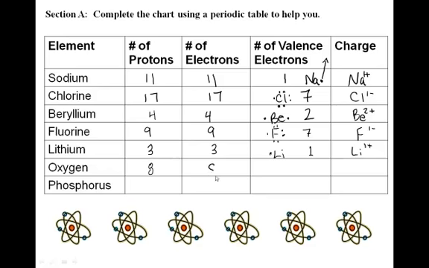Okay, so the number of electrons is 8. Valence electrons is 6, right? So 6 dots. I'm going to sketch those all in, 6 dots. And that should give us a 2 minus charge.